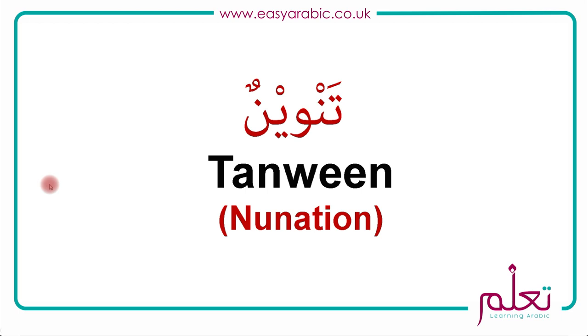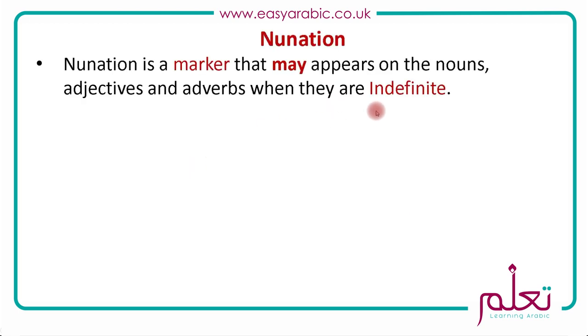In this lesson, we're going to look at Tanween, which is nunation. Nunation is a marker that may appear on nouns, adjectives, and adverbs when they are indefinite.